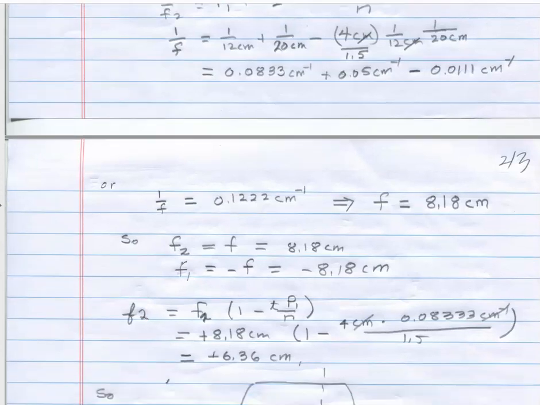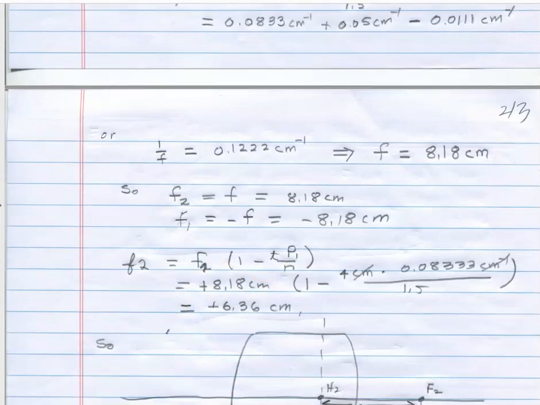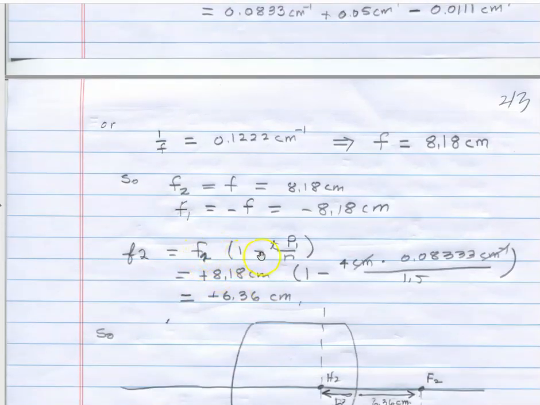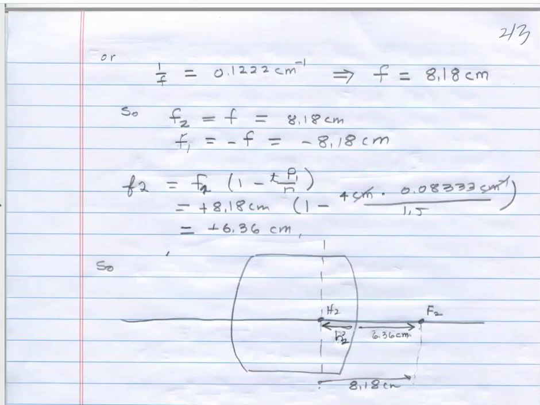Now we're in a position where we can calculate script F2, the back focal length. We've got F2 and we know these other quantities. So again, script F2 was F2 times (1 minus the thickness times P1 divided by the index of refraction). P1 was 1/12, which was 0.08333 inverse centimeters. When I did all of that, I got 6.36. Notice I'm in a position now that I can write both of those numbers. From script F2, I know that it's positive, and so from this vertex, 6.36 centimeters in the positive direction, to the right, is the secondary focal point.